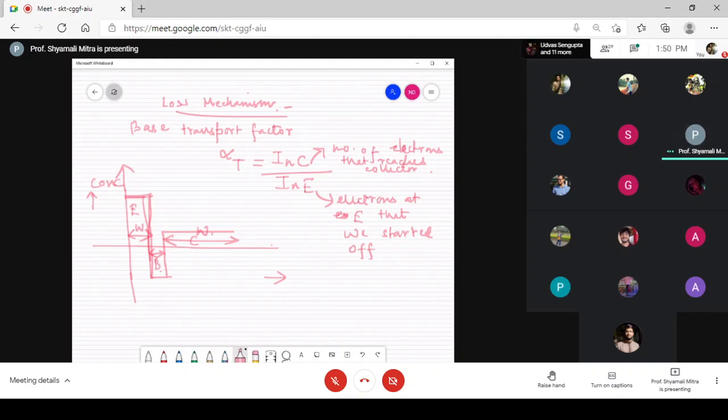But we cannot make the base very thin. The reason is that in making the base thin, the collector regions hit each other. The depletion regions hit each other, and in doing so, we have actually lost the leverage of a terminal that was previously a three terminal device with two junctions. Now it has become a two terminal device with one junction.